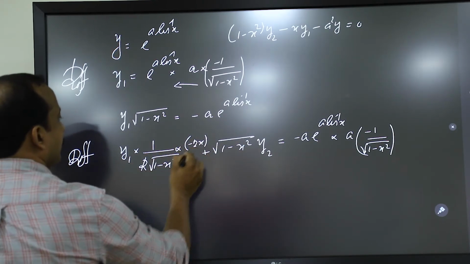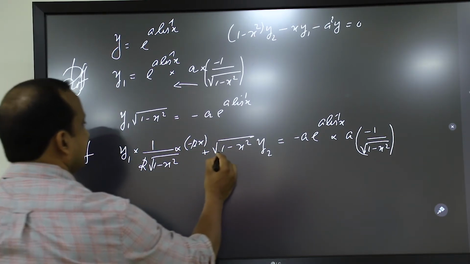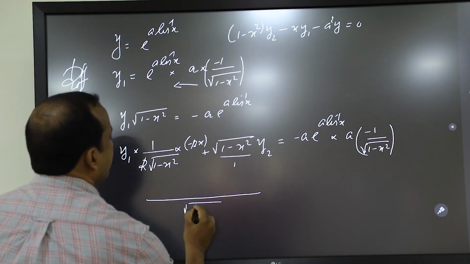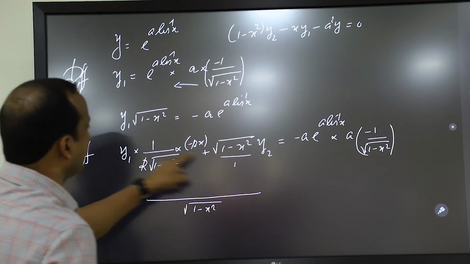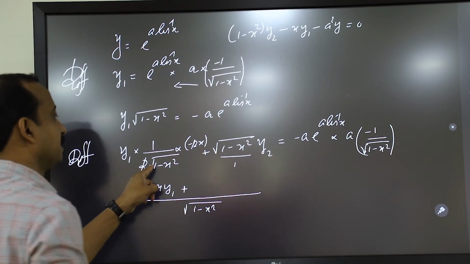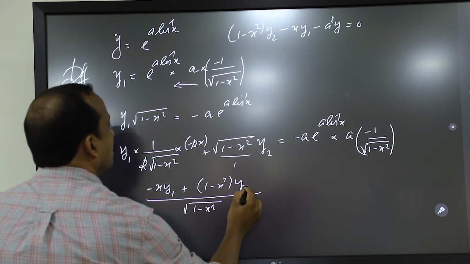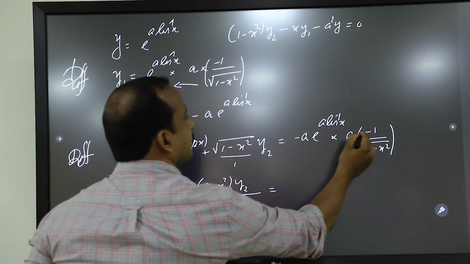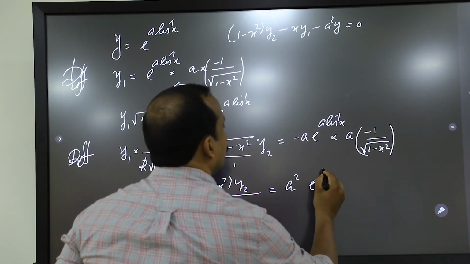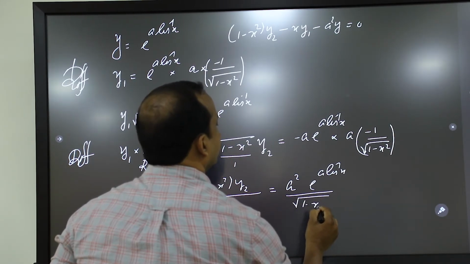Okay, here the 2 cancel. Now on the left side we find the LCM. Here the LCM becomes root of 1 minus x square. On cross multiplying, 1 into this term we get minus xy1, plus on cross multiplying this term we get root of 1 minus x square into root of 1 minus x square, that is 1 minus x square into y2, is equal to minus into minus plus a square, a into a is a square e raised to a cos inverse x divided by root of 1 minus x square.